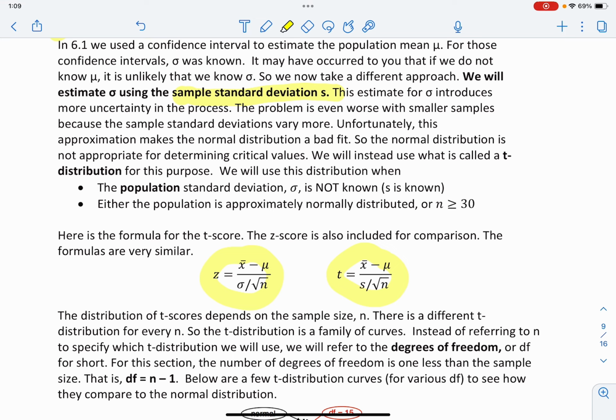Now, the t-score does depend on the sample size. So that's the strength of this distribution. Whereas with the normal distribution, the sample size never mattered. But in the t-distribution, the sample size affects the curve.